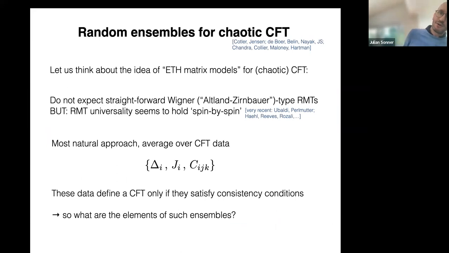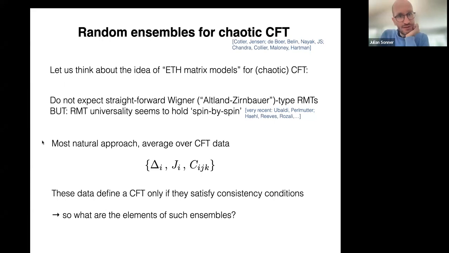So I would like to talk about chaotic CFTs. But in order to talk about chaotic CFTs, I will first have to tell you about what we call approximate CFTs. So the point is, we would like to develop something like appropriate random ensembles for chaotic conformal field theories. And of course, there have been other groups over the years that have been thinking about this. Yes, I'm acknowledging some of this work. But I think our more recent perspective is somewhat different from what has been said.